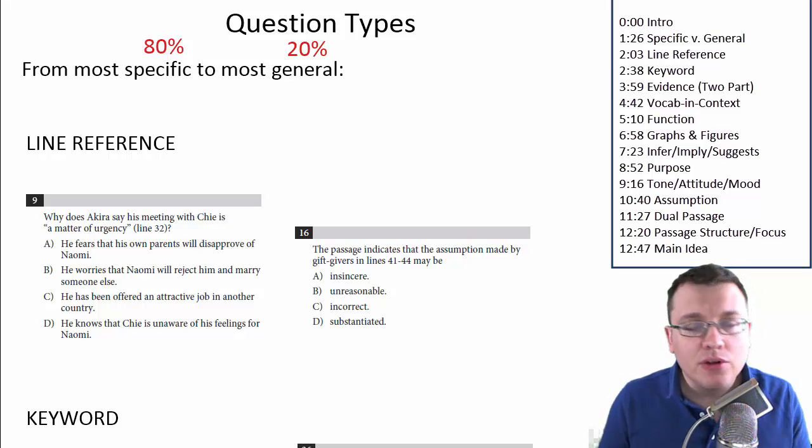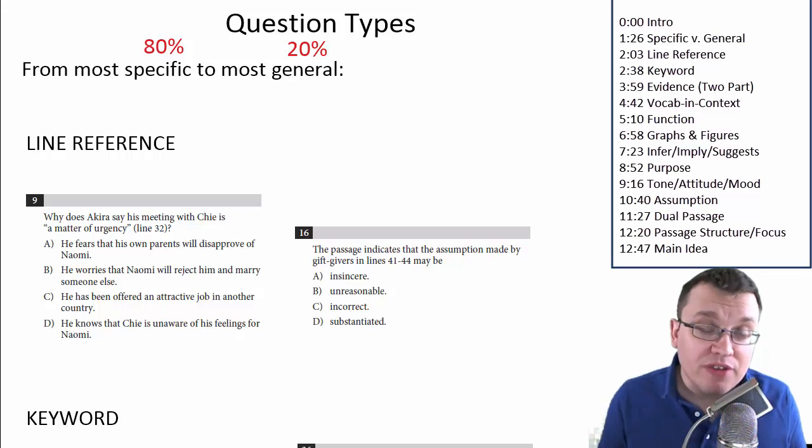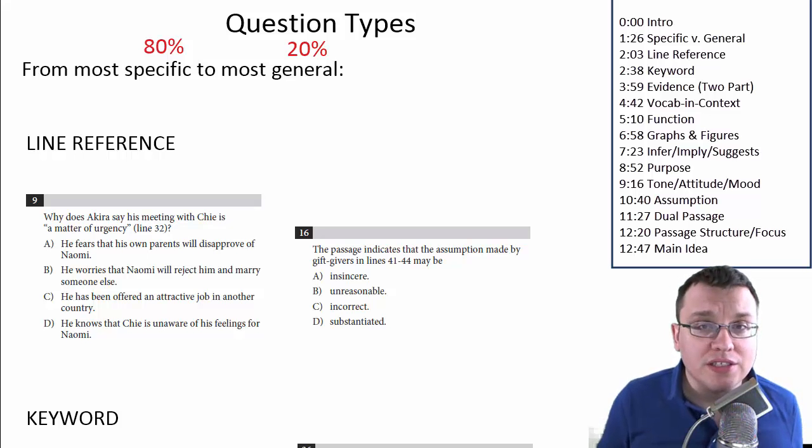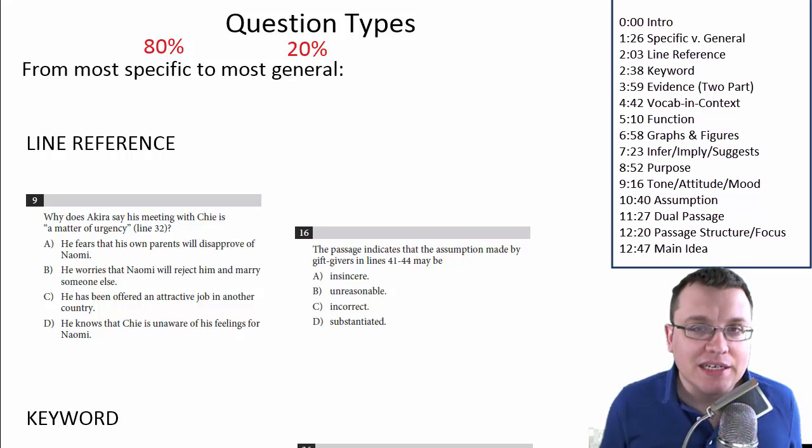As you get to the middle, you get to questions that sometimes are specific, sometimes are general, in other words, about the passage as a whole. And then as you get towards the end of this list, you're looking at questions that are almost always general questions, main idea of the whole passage type questions.